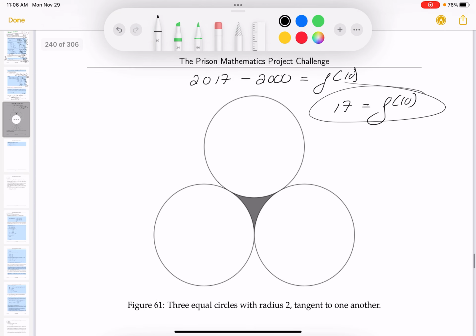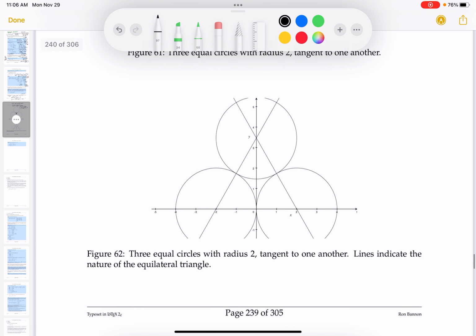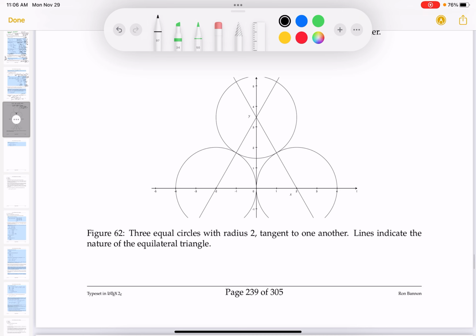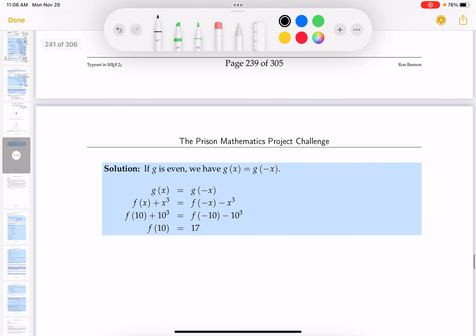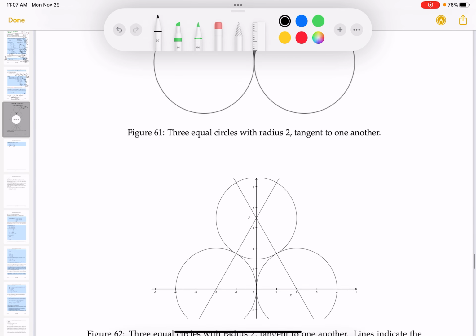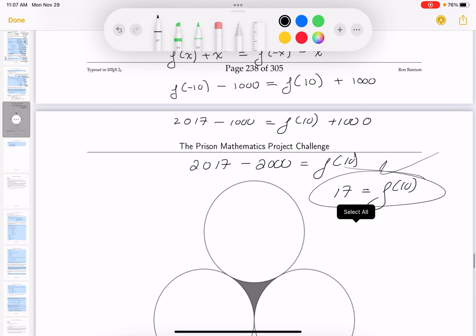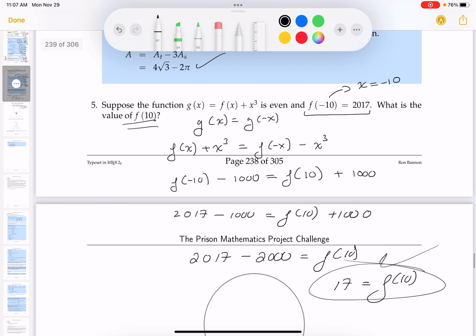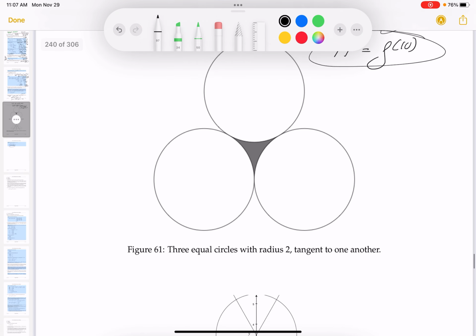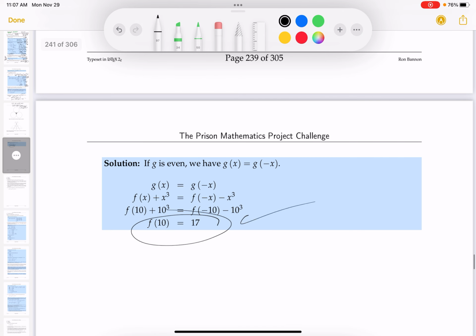All right, let's see what they did. By the way, they give better pictures over here. And again, you may want to look at these pictures to see if they help you. They may not help you, though. Yep, f of 10 is 17. That's what we wrote over there. Again, wasn't that bad to do. I read what they said, I wrote down what they said, and things flowed together pretty nicely. All right, and they're getting the same answer, which is good news.